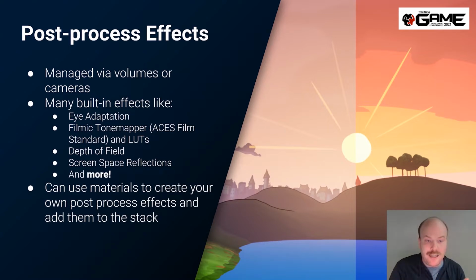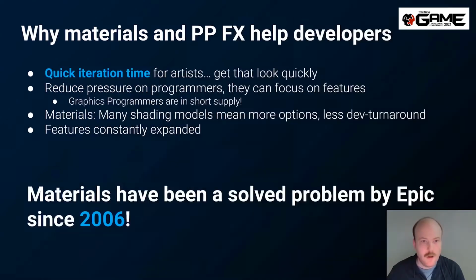Or it can be applied to the camera, or our eyes, so to speak, and applied to the character itself. So why are materials and post-processing so helpful to developers the way they're implemented in Unreal? And this really comes down to the fact that artists are able to get the look that they're after quickly. They're able to iterate with visual tools for a visual medium in order to deliver the visual quality that they're trying to get.